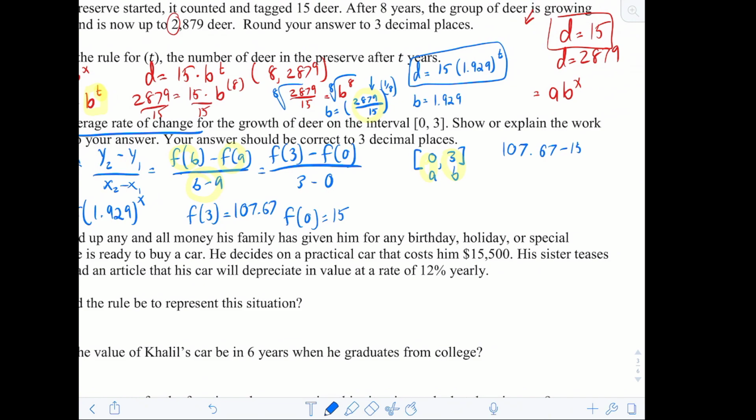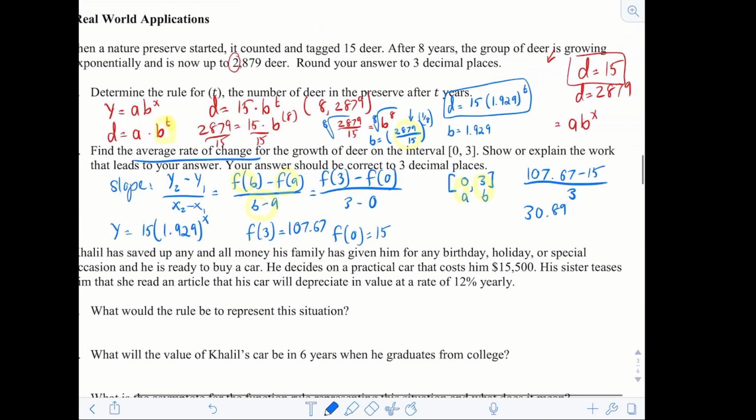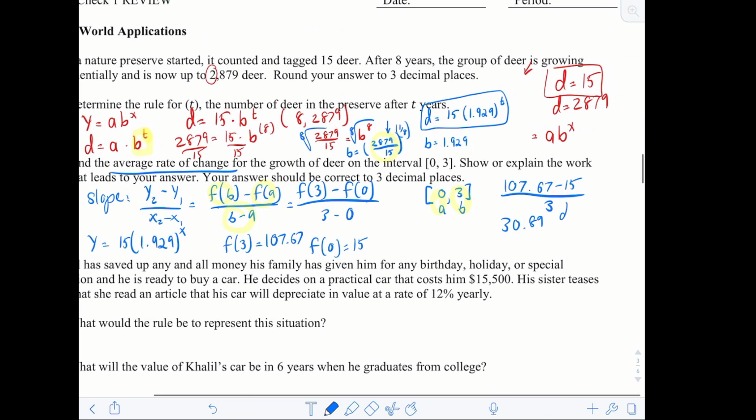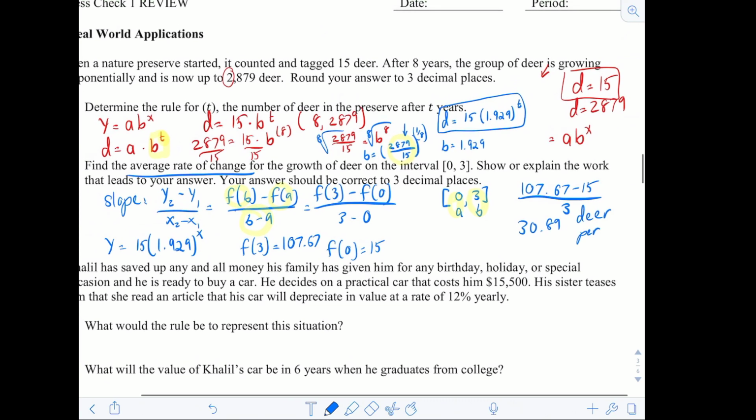So if I do 107.67 minus 15 over, in a sense, 3 minus 0, which is 3, that will give me my answer. That will also give me my quote-unquote rate of change, also known as the average rate of change. And I should get 30.89. The way to set this up, the units would be deer per year, since we're talking about years. So it'd be 30.89 deer per year if we were comparing the 0 to 3 interval.